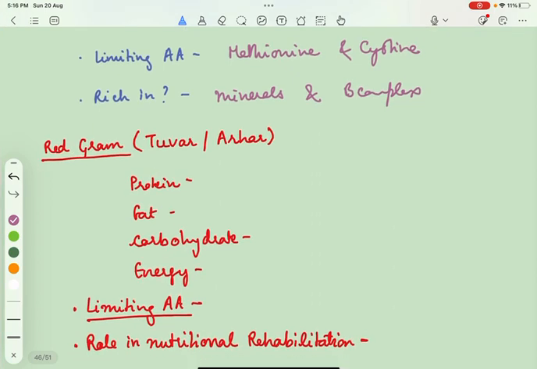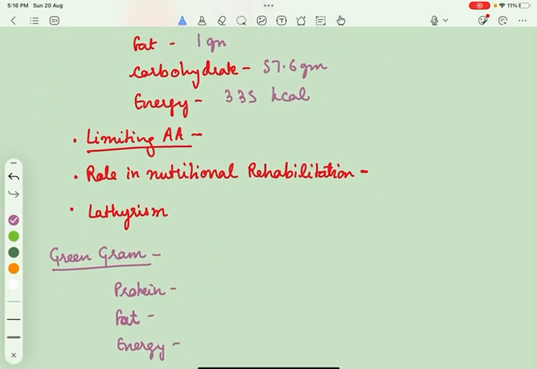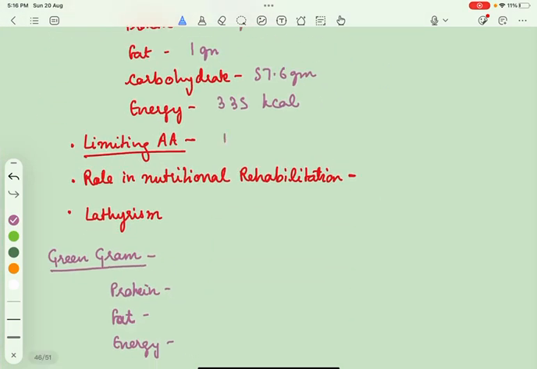The next dal we're talking about is red gram, or tuvar or arhar ki dal, which is very widely used in every household. This dal contains 9.8 grams of protein, 1 gram fat, 57.6 grams of carbohydrate and 335 kilocalories of energy. The limiting amino acids present here are again methionine and cysteine.